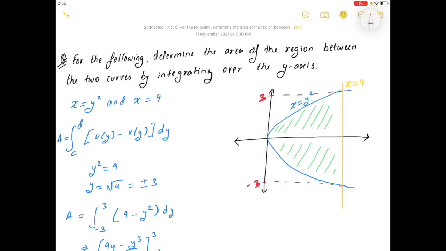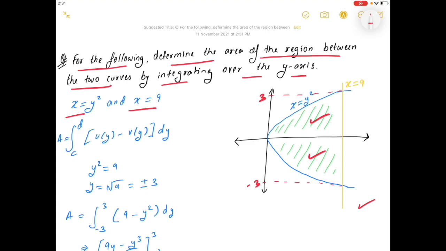Hello everyone, let us look at this problem where we have to use integration to find out area between the curves. It's an application of integration. So the question says for the following, determine the area of the region between the curves by integrating over the y-axis. Two functions are given, x equals y square and x equals 9, that have been drawn over here. And we have to find out the area between the curves, that's the shaded region.